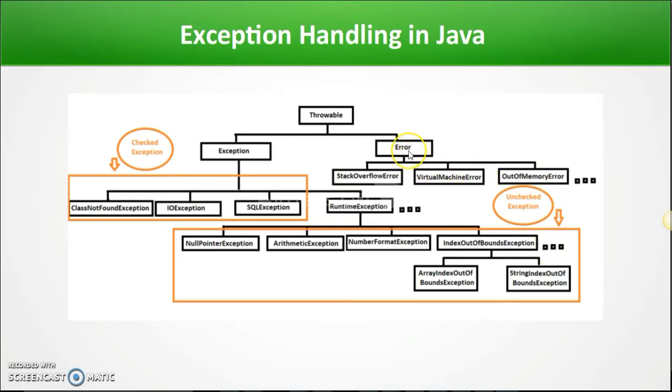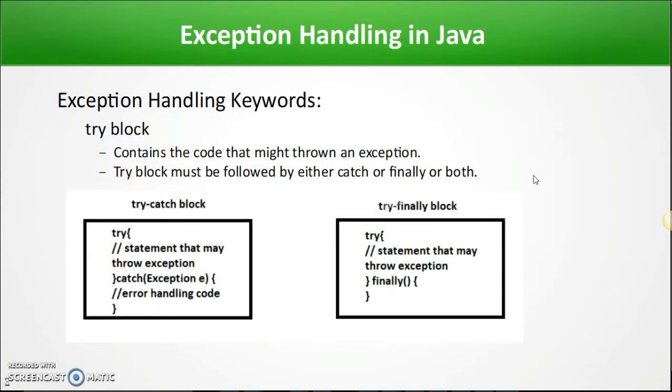And errors basically cannot be recovered. These errors are always unchecked, for example StackOverflowError, VirtualMachineError, OutOfMemoryError, and all those. Okay, so these are the exception handling keywords, like the try block. The try block contains the code that might throw an exception, and a try block must be followed by either a catch block or finally or both.